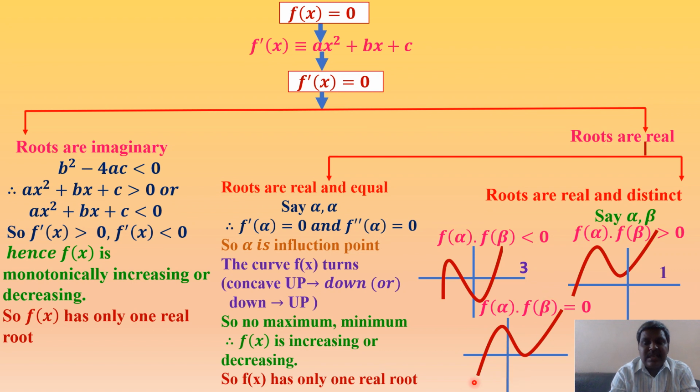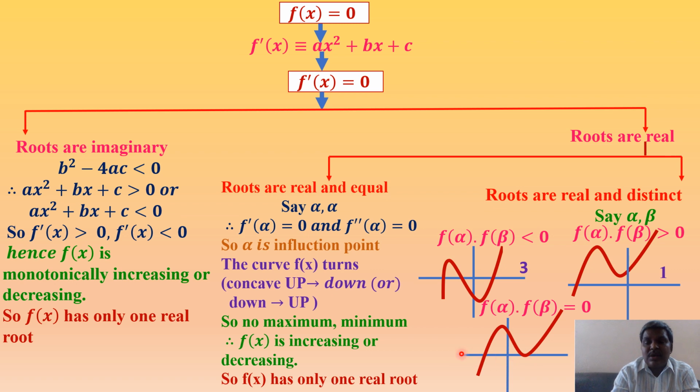Here f of alpha is 0, f of beta is negative, so f of alpha into f of beta is 0. In this case, we have two real and distinct roots. What are the two real roots? This is one root, this is another root. These are two real and distinct roots for my f of x.